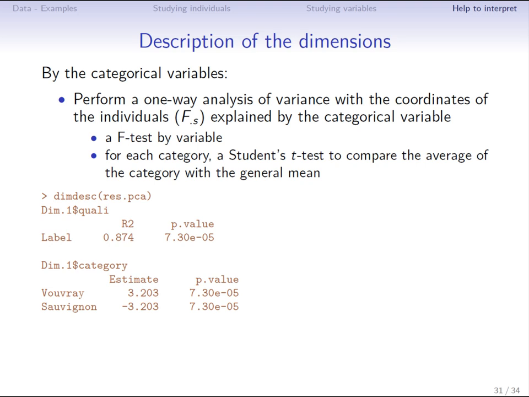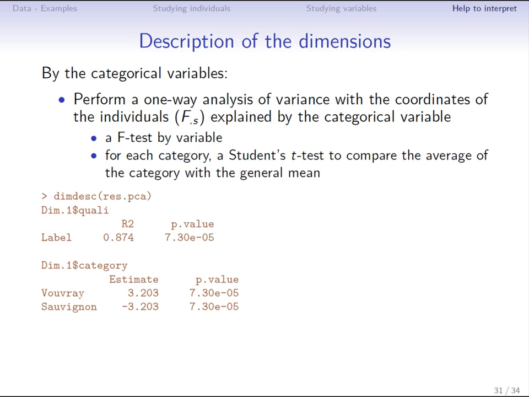For a categorical variable, we conduct a one-way analysis of variance where we seek to explain the coordinates of the individuals on the component S by the categorical variable. We use the contrast where the sum of the coefficients equals 0.